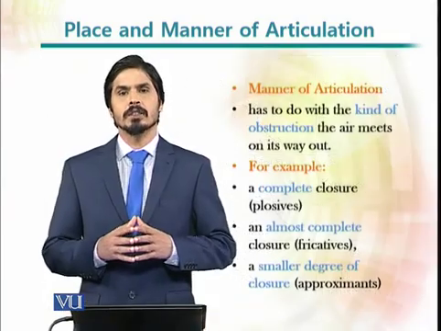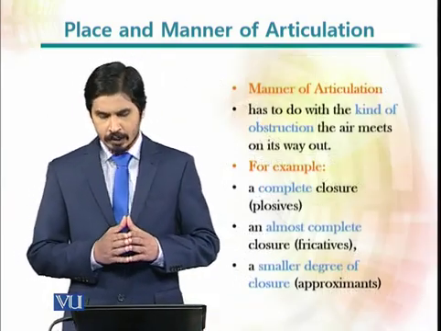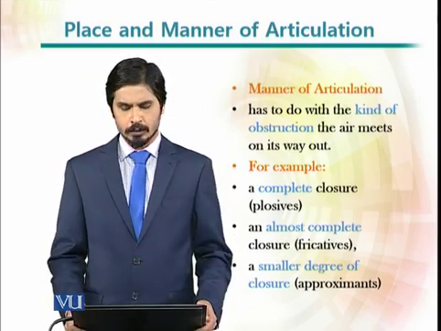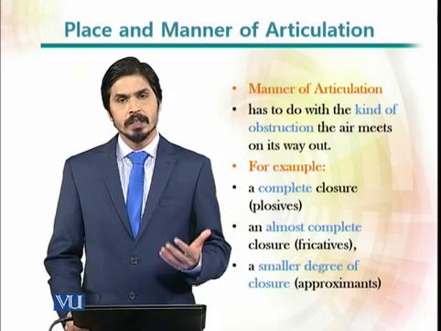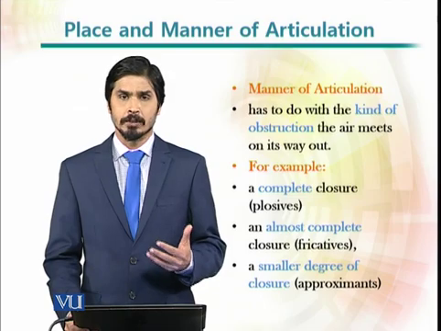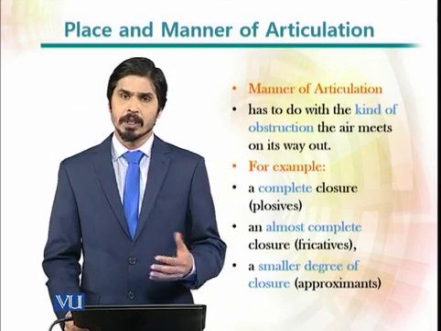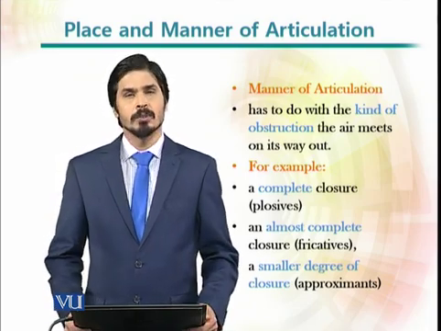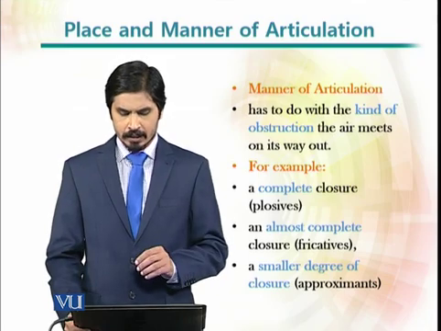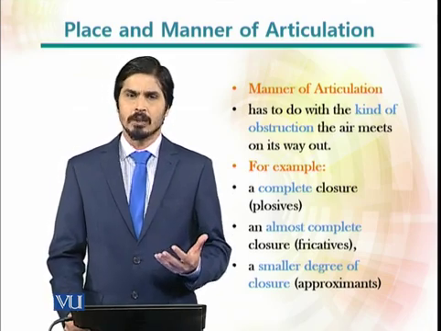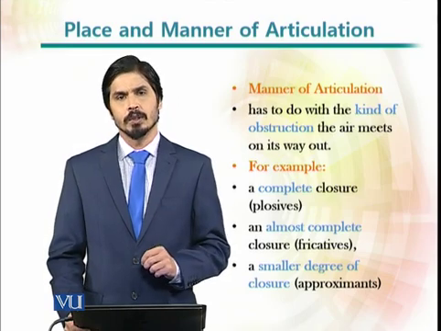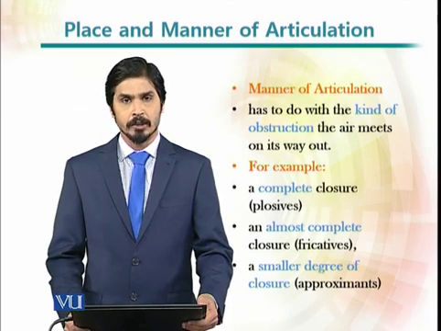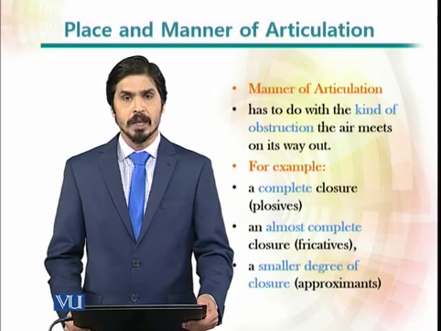Manner of articulation is also very important, and it deals with the kind of obstruction the air meets when it comes out of the mouth. There could be various kinds of obstruction. Sometimes it could be a complete obstruction, complete closure, and we call them plosives. Sometimes it could be almost complete but not exactly complete. These are fricatives. At other times there could be a small degree of closure. Let's have a quick look at the various manners of obstruction which various sounds might confront.